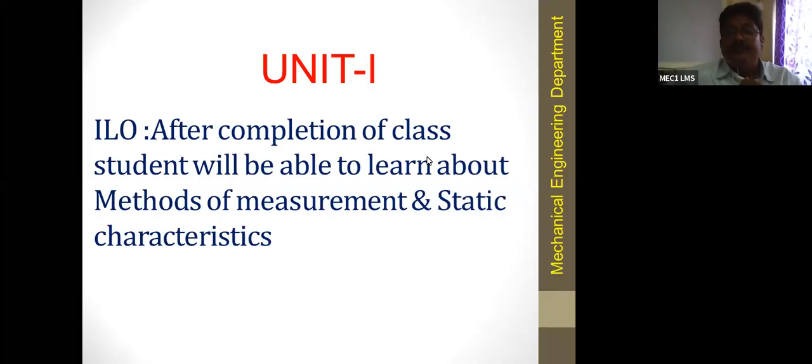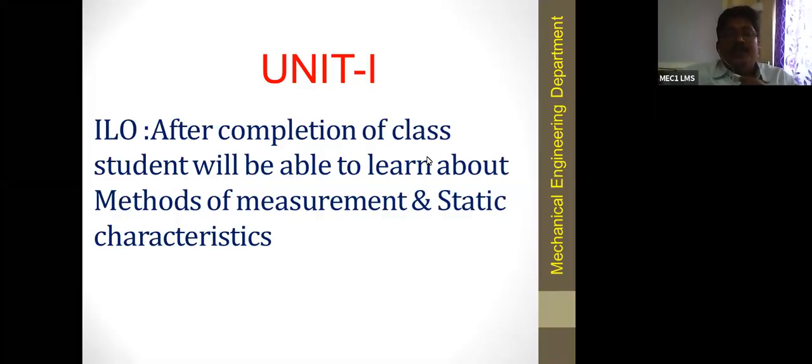Another one more we discussed: what is the classification of static characteristics of an instrument, a physical parameter, and also the range and span. Range and span. So these are the topics we discussed in the previous class.